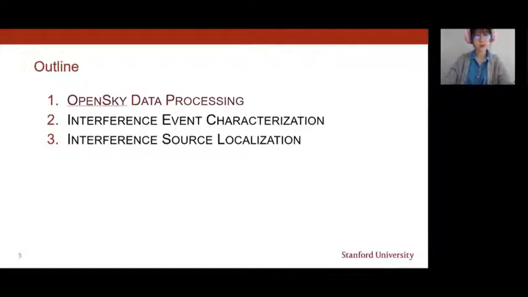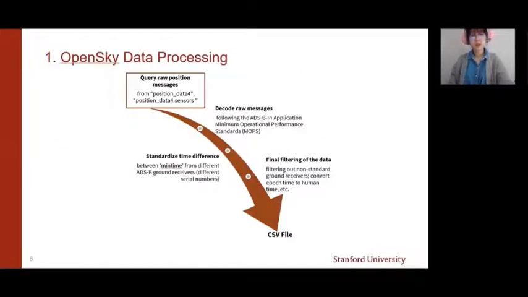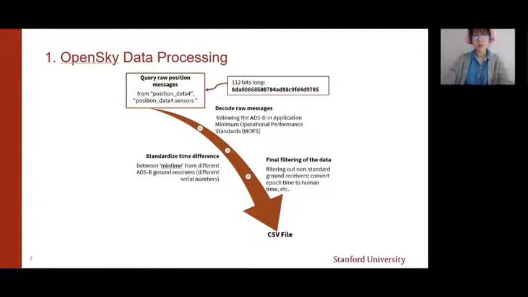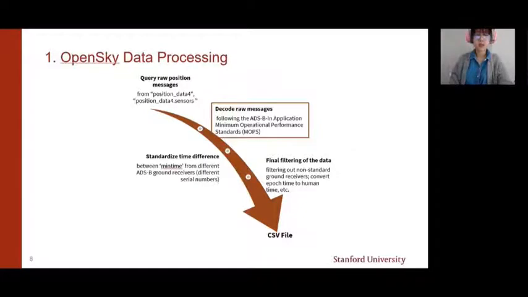Starting from part one, this is a flow chart of what we usually do for data we queried from OpenSky. As you can see, we started with querying raw position messages from OpenSky. This is how a raw ADS-B position message commonly looks. If we convert that into bits, it would be 112 bits long. The second step is to follow the rules from MOPS to decode the raw position message.